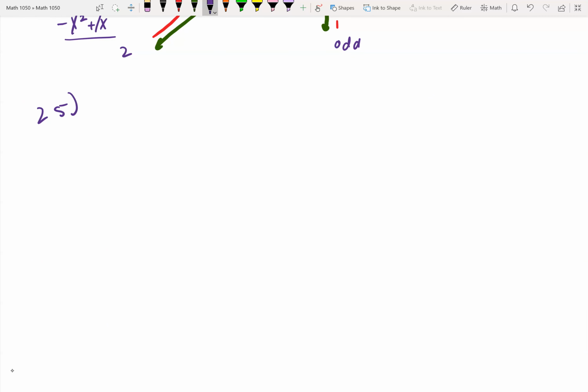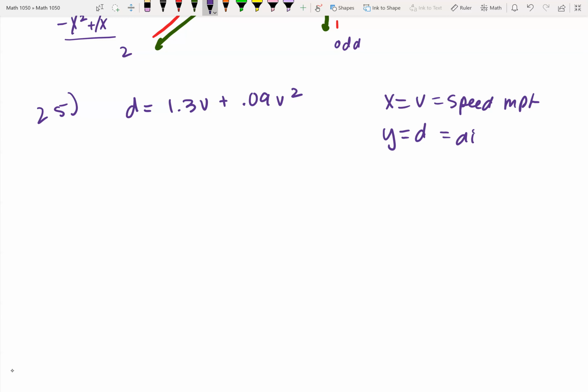Here's 25. An accepted relationship between stopping distance and the speed of a car is given by this equation. How many feet will it take a car traveling 55 miles an hour to stop on dry level concrete? Your x is your v and your y is your d. The v stands for the speed, the velocity, and it's in miles per hour. And the d is the distance, and that would be in feet.